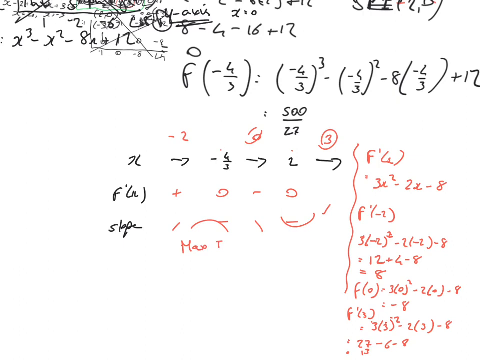So it's a max turning point at minus 4 over 3, 500 over 27. And it's a min turning point at 2, 0. So I need to just take all that information now and plug it into a curve.